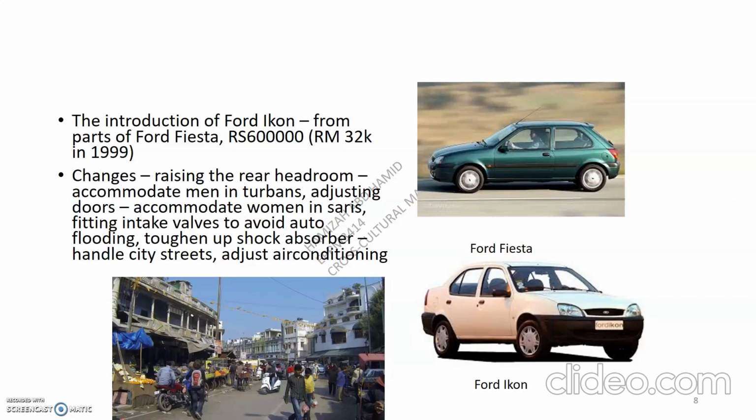The introduction of Ford Icon happens. This is an introduction based on the parts of the Ford Fiesta. Around that time, the Ford Fiesta looked like this. Around 600,000 rupees, around 32,000 ringgit, based on the price range in 1999 and the monetary exchange in 1999.